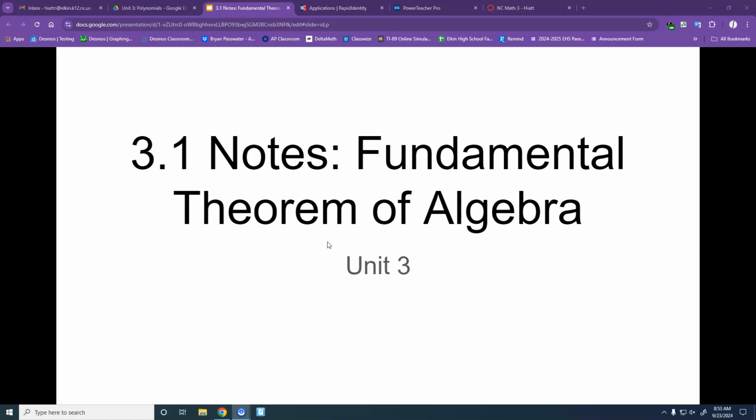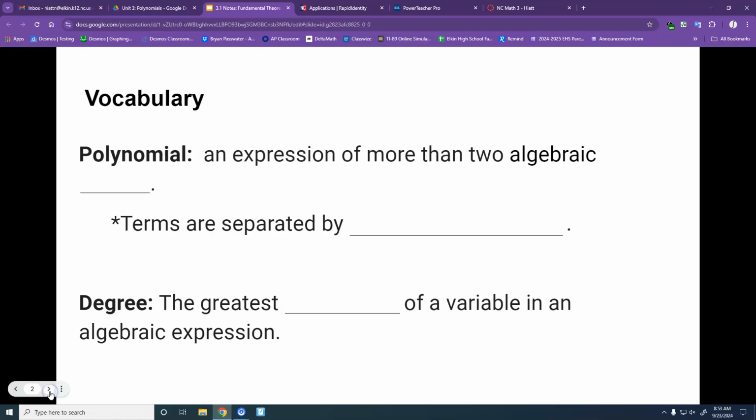Now, I will tell you that what we have to learn about it is fairly simple to apply. It's not really incredibly complex. So I think you can do pretty well with this. Although it is the fundamental theorem of algebra, it's not like the hardest thing there is to do in algebra. It's just essential to a lot of the understanding of algebra. So we're going to work on a little bit of vocabulary first.